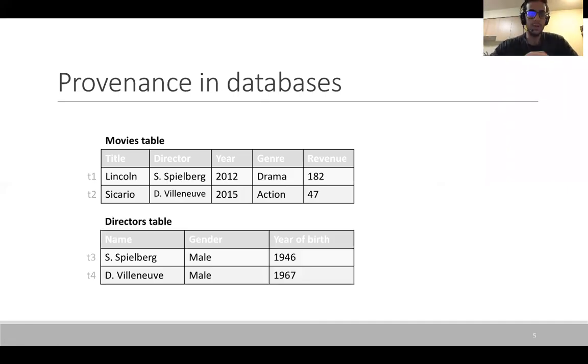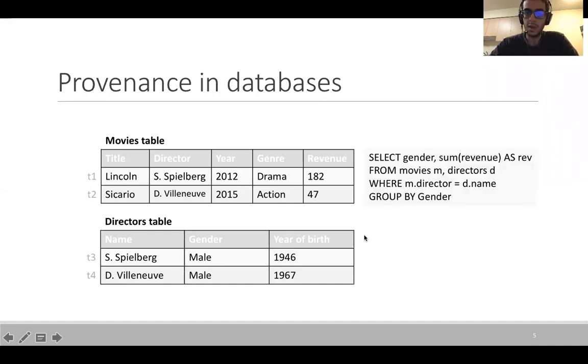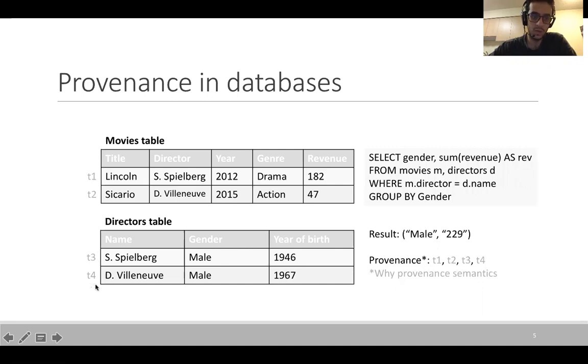Now, to give an example, say we have a database with two tables, a movies table and a directors table, such as this one. And we ask the query: select gender, with sum of revenue. So we're getting the sum of revenue of all movies in this database grouped by the gender of the director who made those movies. We get results such as this one: male, 229 million in revenue. The provenance of this result is basically all the tuples we see here: all the tuples in the movies table, as well as all the tuples in the directors table.